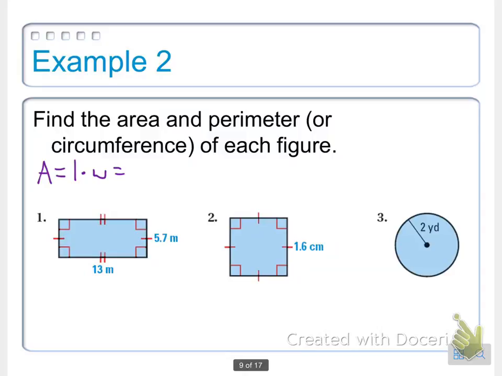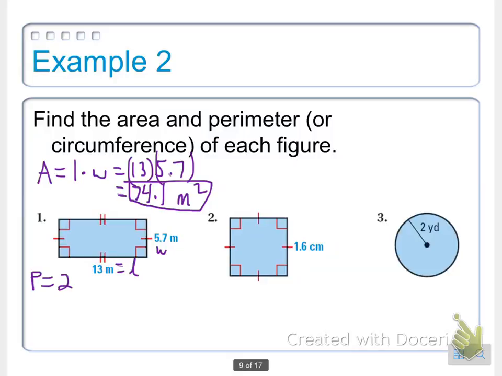So for the rectangle, the length is the longest side, and the width is the shortest side, so I'm going to go 13 times 5.7, and my units will be, since it's meters times meters, meters to the second power. So we just need to multiply that, which equals 74.1 meters squared.